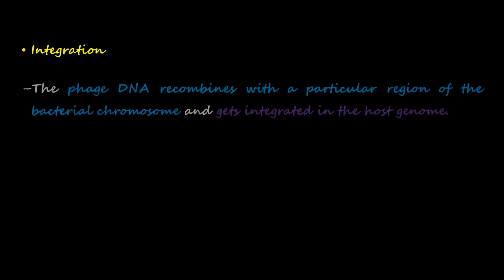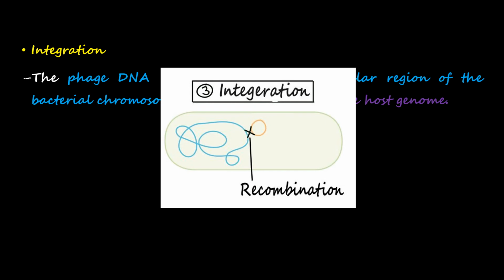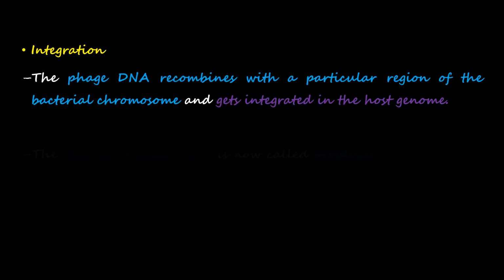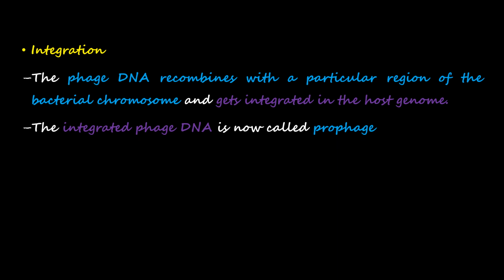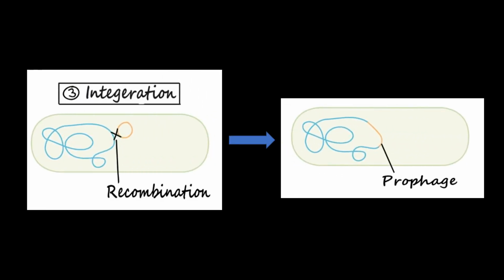Next is integration. The phage DNA recombines with a particular region of the bacterial chromosome and gets integrated in the host genome. So, recombination takes place between the phage DNA and bacterial DNA, and it gets integrated into the bacterial genome. The integrated phage DNA is now called prophage. So, this is a prophage. So, integration involves recombination and formation of a prophage.